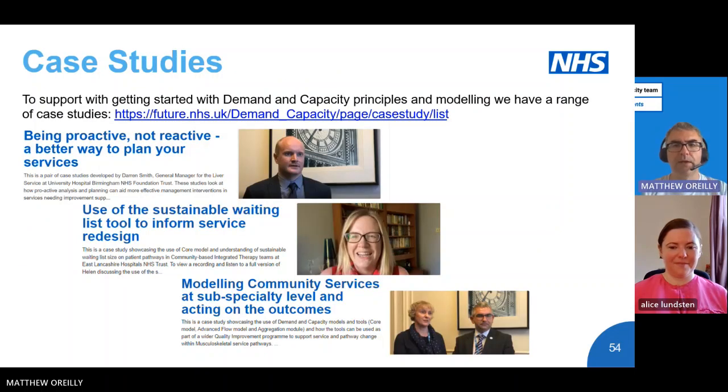We have a growing library of case studies where you can read about how others have applied demand and capacity modelling, or some of the methodologies that we've talked about today, and ultimately what does it mean in real life, in real services. There might not be a case study that exactly matches your service, but it might give you a good starting point or some inspiration to help with your modelling journey.